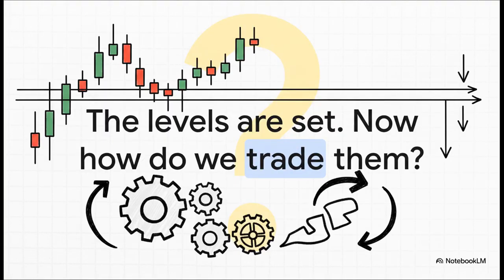So we've covered the what, the why, and the how. You know that these objective levels are going to be laid out for you on your chart every single day. So that leaves us with the biggest question of all, right? With these levels all set, how do you actually use them to make trading decisions?